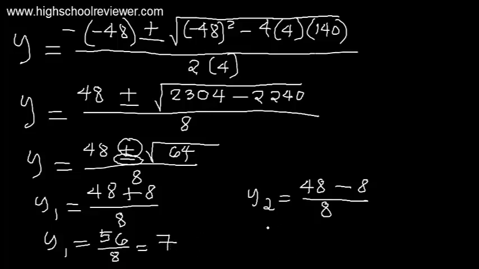Okay, let's continue. Y sub 2 here will be equal to 48 minus 8. This will give us 40 divided by 8, and 40 divided by 8 will give us positive 5. So therefore, y sub 1 equals positive 7 and y sub 2 equals positive 5. They are our final answers. Solving quadratic equations by the quadratic formula.